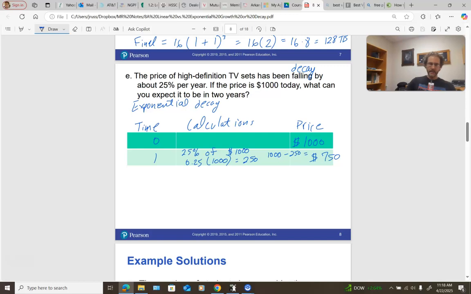All right, and then from the end of the first year to the end of the second year, the price is going to fall 25% again, but it's going to be 25%. Well, I think my computer froze again. Hold on just a second.